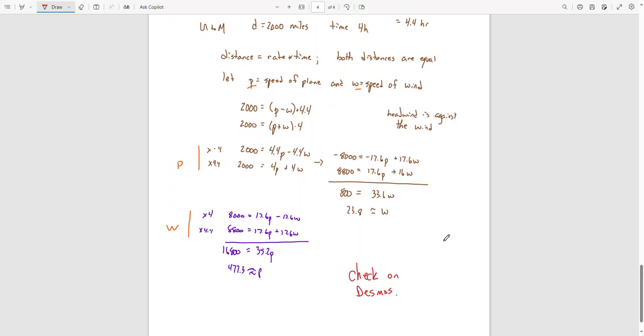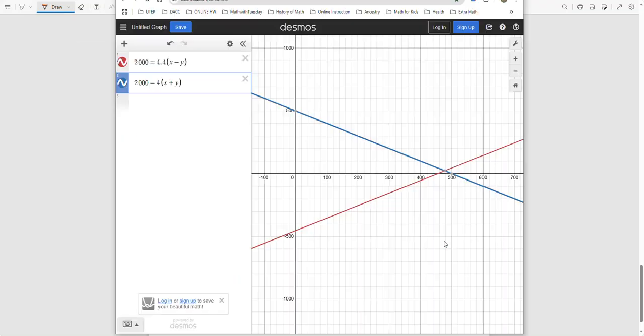So I thought I'd check it on Desmos. And look at that. If 2,000 is 4.4 hours of the plane working against the wind, and 2,000 is 4 hours with the plane working with the wind, that is exactly what my answer is. 477.3, 22.7 for our speed of our wind. Check it again.